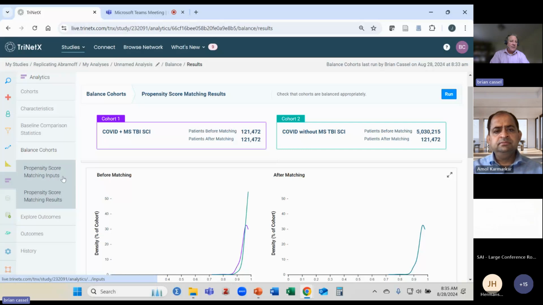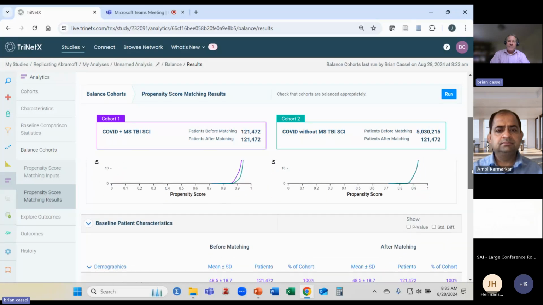So we told it the inputs we wanted to use, and now it's showing me and you the results of the matching. We haven't told it what outcomes to look for yet. So it took these 121,472 patients with the premorbid conditions and didn't throw any of them out. Among the 5 million patients without those, it found good enough matches for every single one of those.